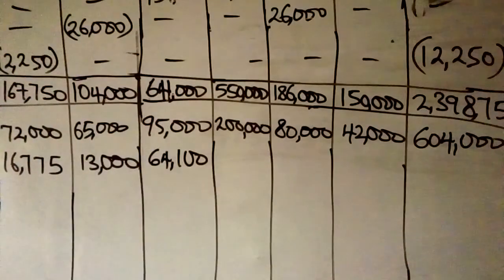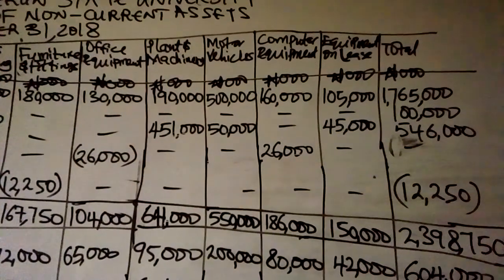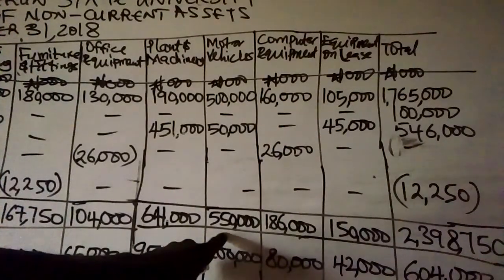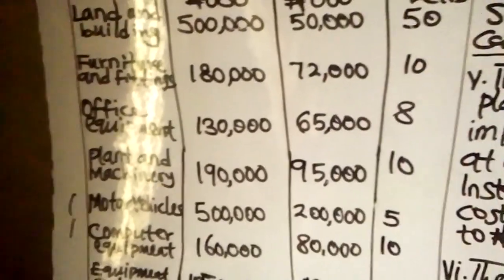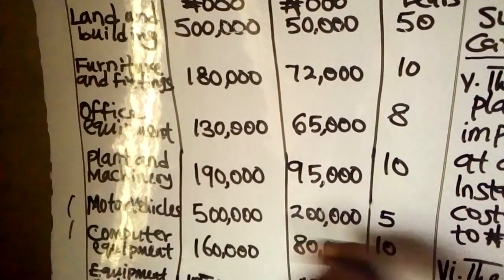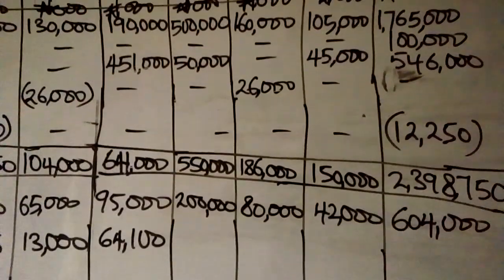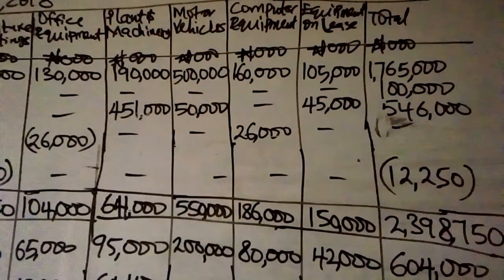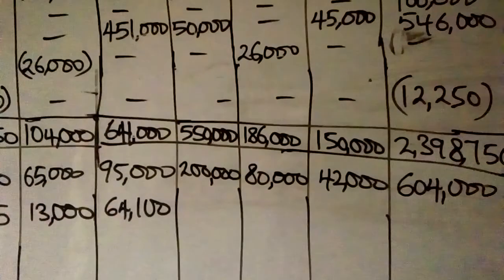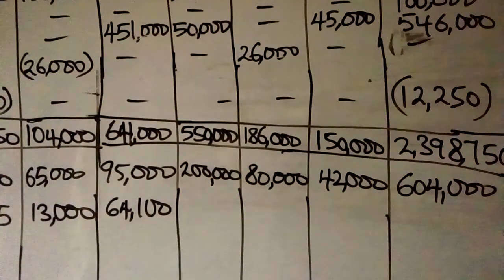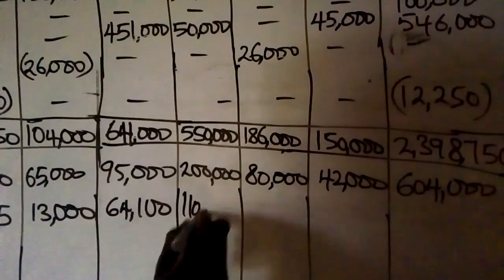You have 64,100. Then the next one is motor vehicles. Motor vehicles, and you are having 550,000. What is the life of motor vehicles? Then you have 5 years. Then divide the 550,000 by 5, then you have 110,000.